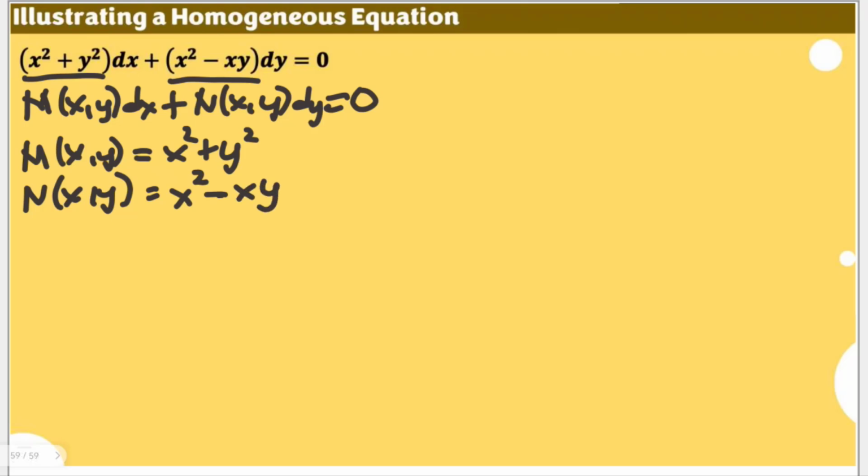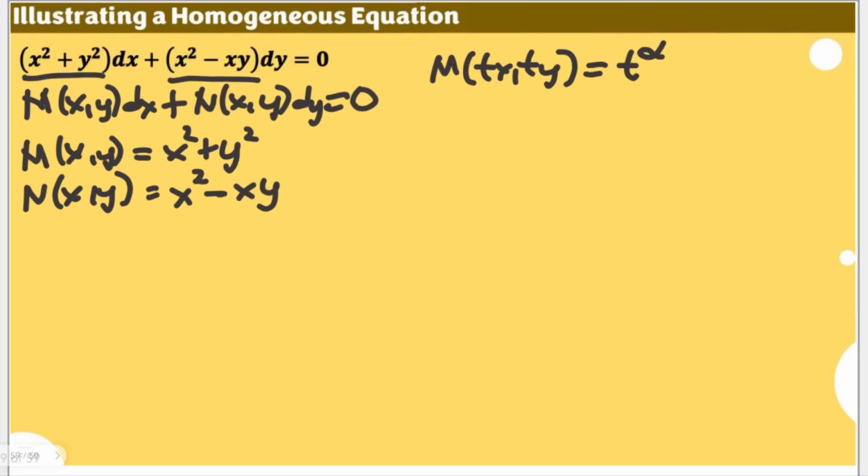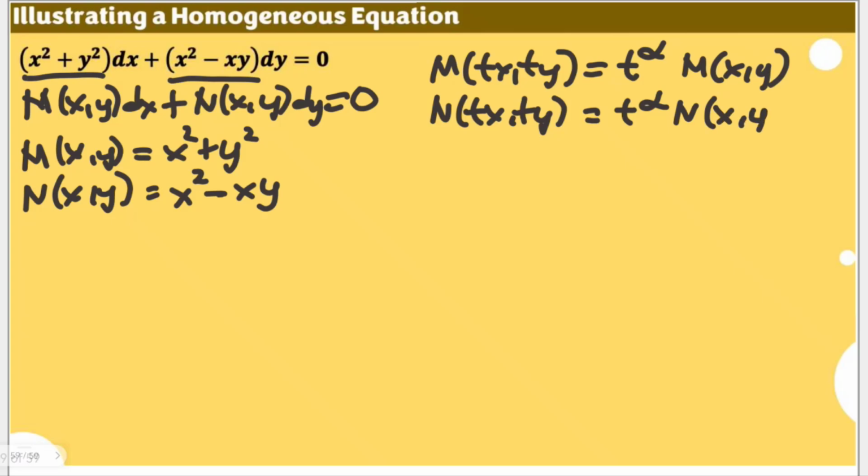To show that this is a homogeneous equation, let us try to come up with M of tx and ty. If we could convert it to the form of t to the power of alpha multiplied to the original M of xy, then we are done with the first step. Do the same thing for N of xy; it becomes N of tx and ty. If we could also come up with this form, then we're closer to our goal. The last step is just to make sure that the alpha is the same on both functions. If it's not, then this is not homogeneous.